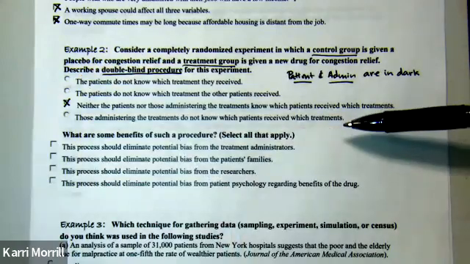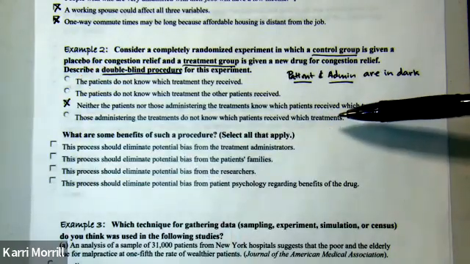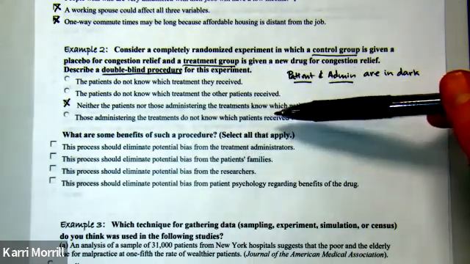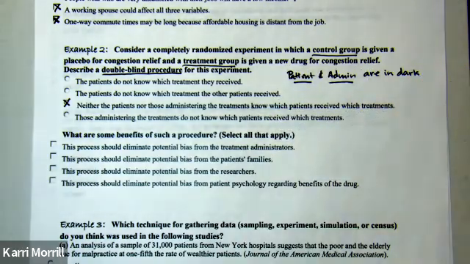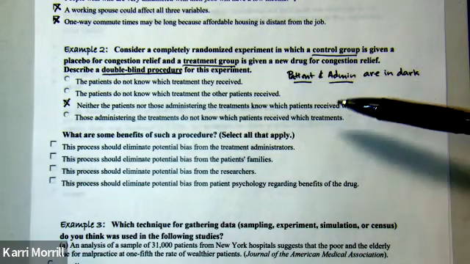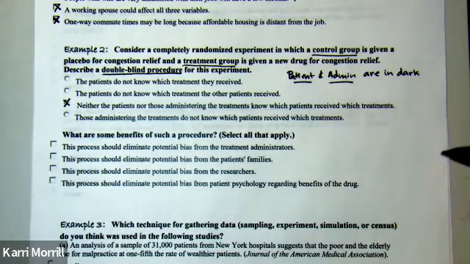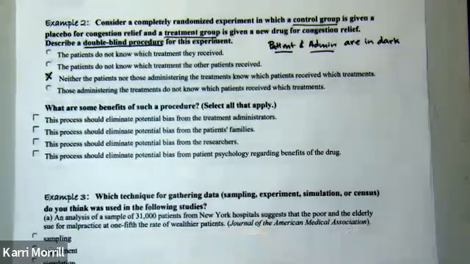The last one says those administering the treatments do not know which patients received the treatment. So that's true, but it doesn't talk about a double-blind procedure showing both sides of that. So pick the one that describes it the most accurate way. And then going along with that, it says, what are some benefits of such procedures?